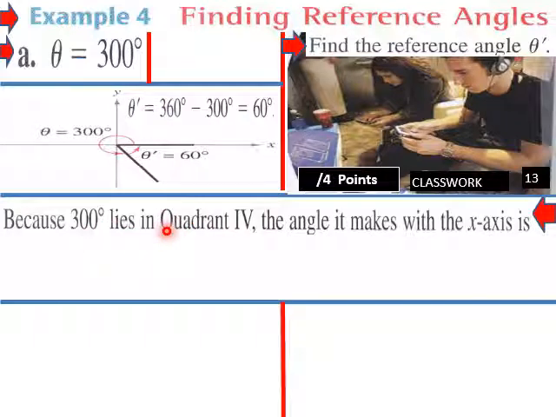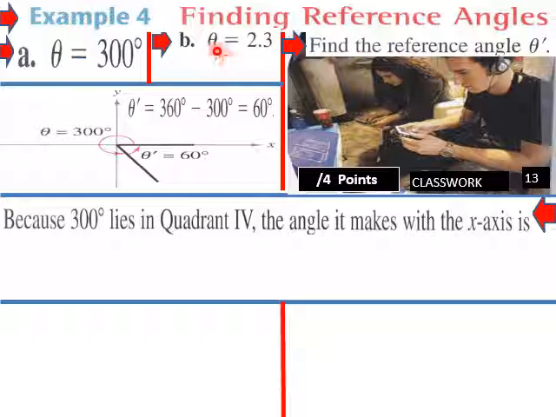So because 300 degrees lies in quadrant 4, the angle it makes with the x-axis is then 360 minus 300, which would equal 60 degrees. So our reference angle, our theta prime, would be 60 degrees when our angle is 300 degrees. We go 360 minus 300, which gives us 60 degrees for theta prime.